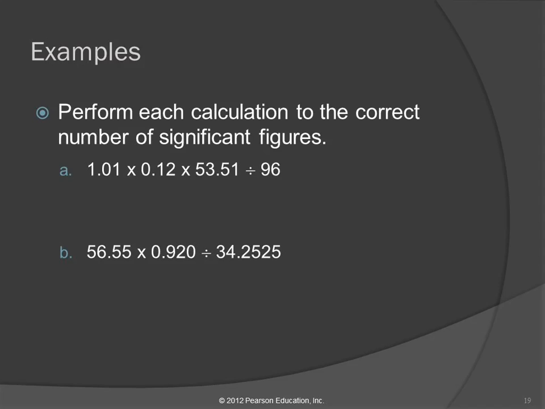So 1.01 times 0.12 times 53.51 divided by 96. And I'm going to write down the whole mess that my calculator gives me. 0.67556375. Now, sometimes I make mistakes. Did I do it right that time?